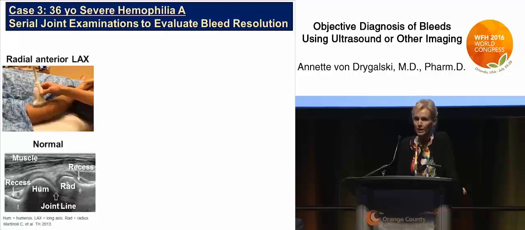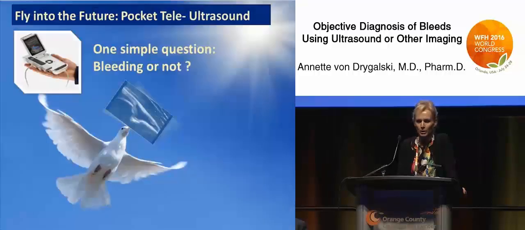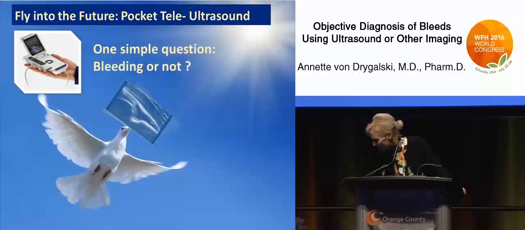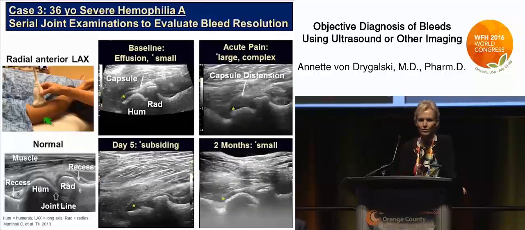So he's 36 and has severe hemophilia A, and he comes with a spontaneous elbow pain that he knew was already a joint bleed, but we verified it with the ultrasound. We verified this with the ultrasound, and we have his baseline scan of a problem elbow joint on file, and you see here the radial head and the humerus. This is what it should look like under normal circumstances, with a small effusion already present at baseline.